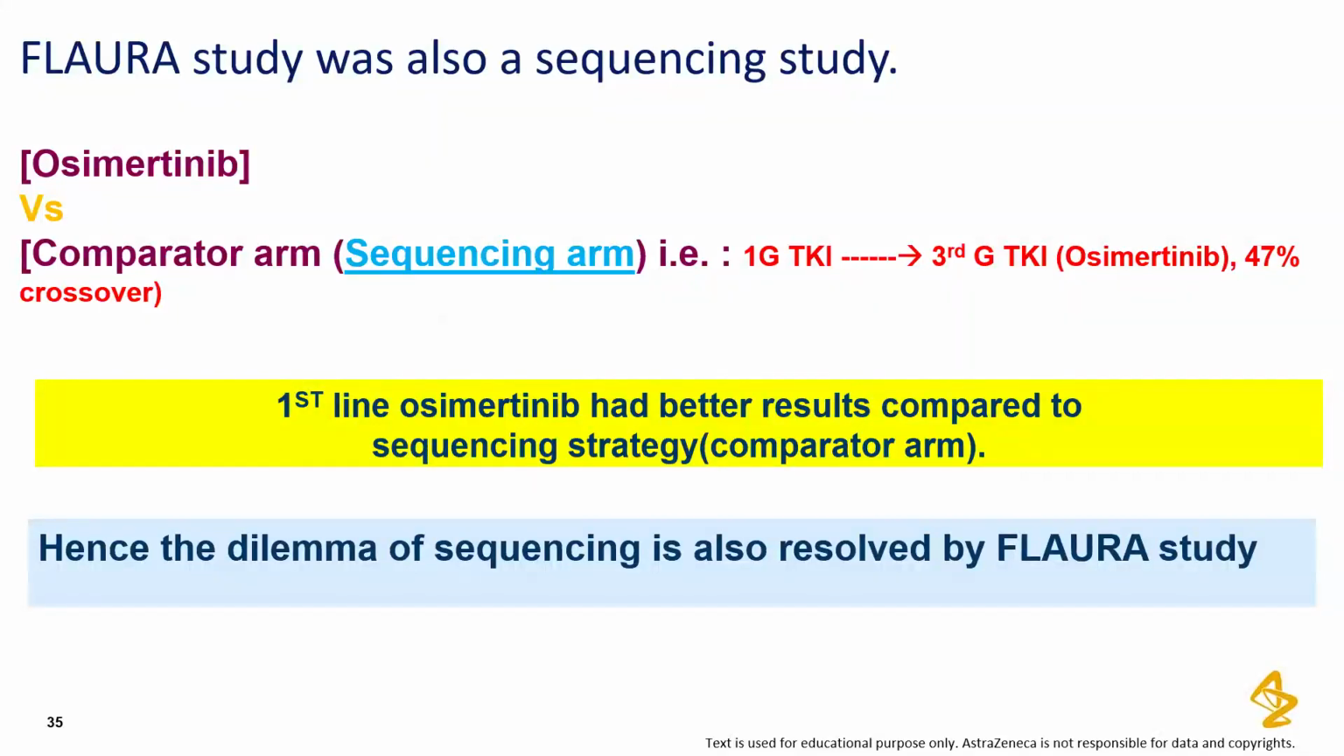First-line Osimertinib had better results compared to sequencing strategies. So we always want to introduce Osimertinib as early as possible. There is no dilemma of sequencing for EGFR mutated lung cancer, given the FLAURA study.